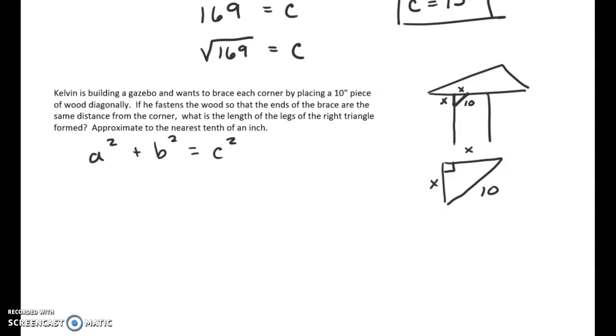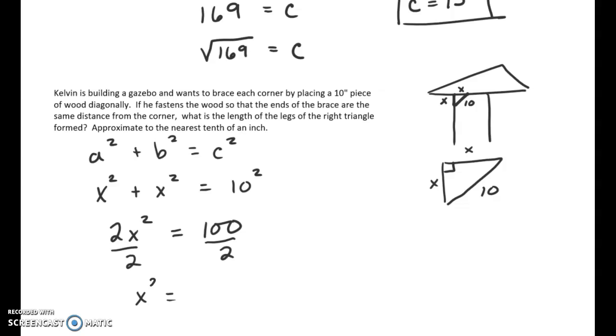I didn't draw it very well, but all right, so we get x squared plus x squared equals 10 squared. x squared plus x squared, that's 2x squared. We can combine those, they're like terms. 10 squared is 100, 10 times 10. All right, now we want to solve this equation. So we're going to divide by 2, and we get x squared equals 50.